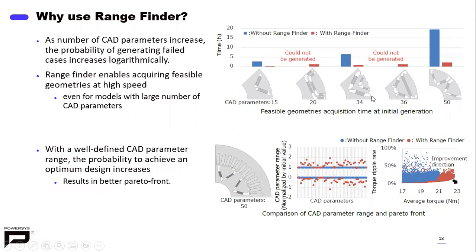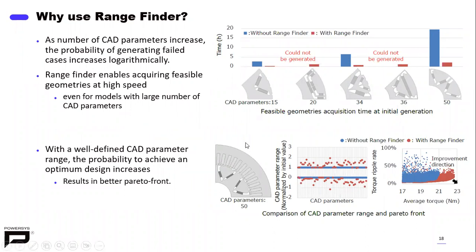So this is the use of the rangefinder: to carry out effective optimization without any damage to the geometry, as well as a drastic reduction in the simulation time while carrying out the optimization for a particular machine to get our objective function met.